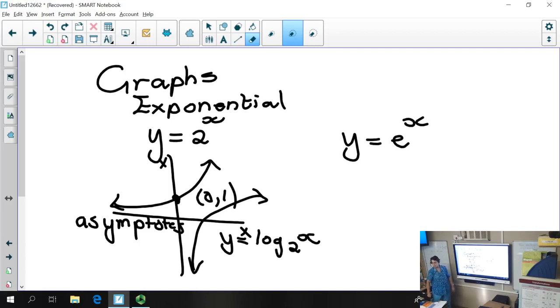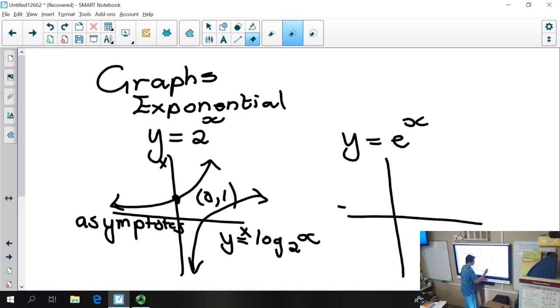e is a very special number, and the graph of this one also looks like this. Where will it cut here? At (0, 1), because e to the power of 0, you can test it on your calculator, shift e^x 0, is also 1. Yes, so e is a special one.